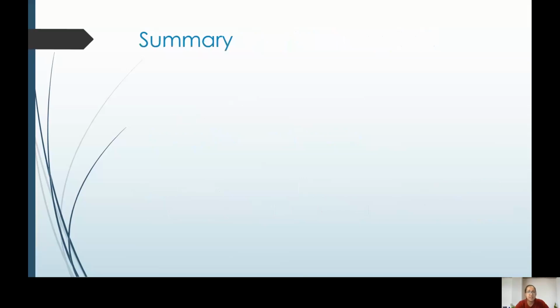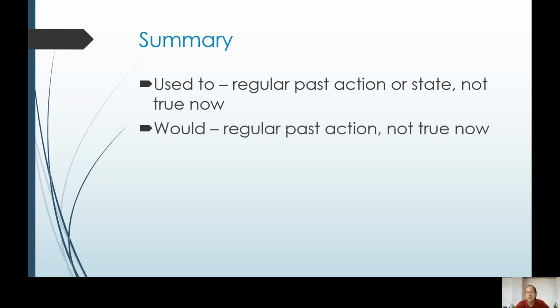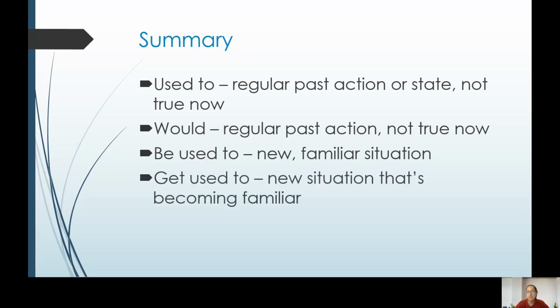But let's summarize. So we use used to talk about a regular past action or a past state that is not true now. Would is used for a regular past action only, not a state. And again, it's not true now. Be used to is a new, familiar situation, whereas get used to is a new situation that's in the process of becoming familiar.